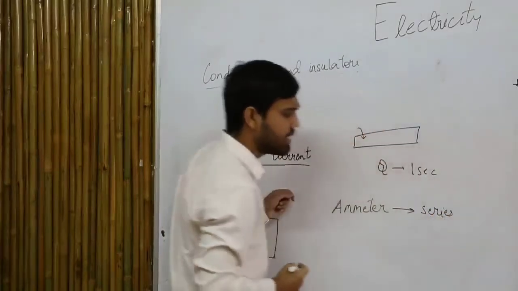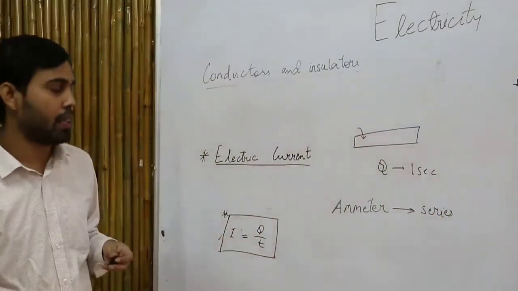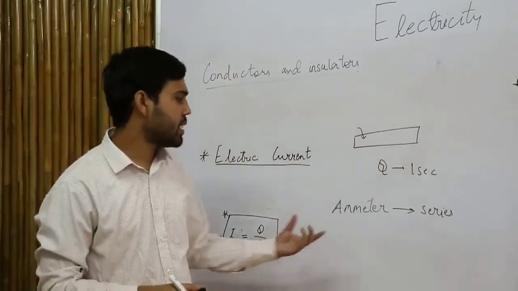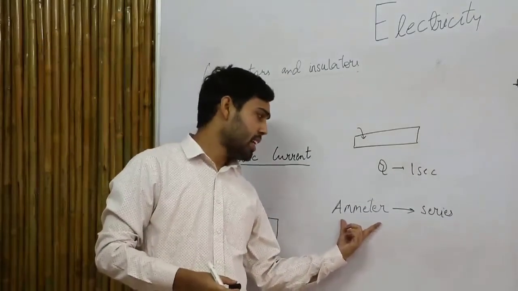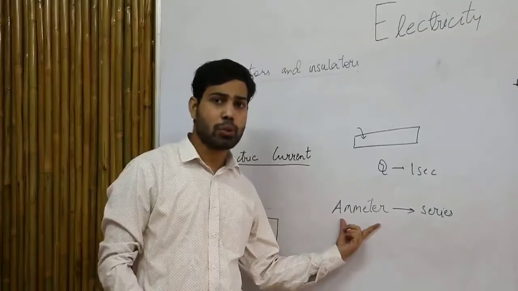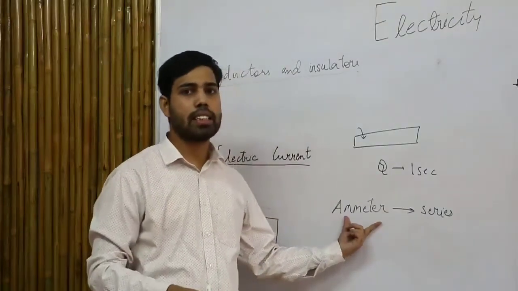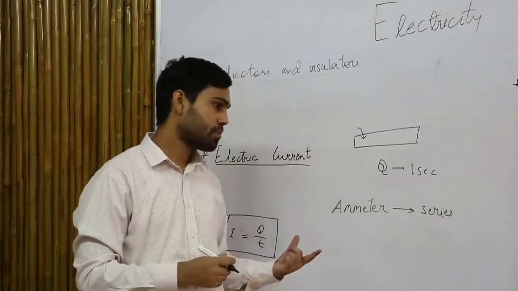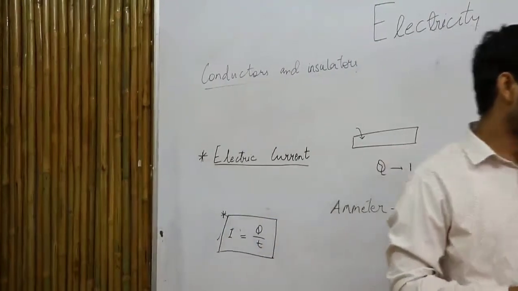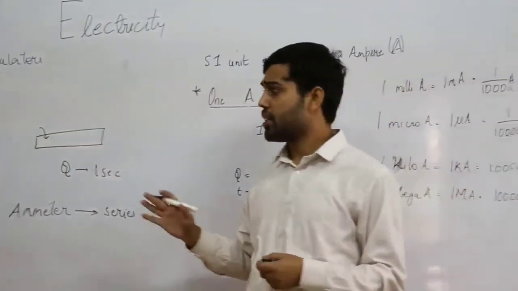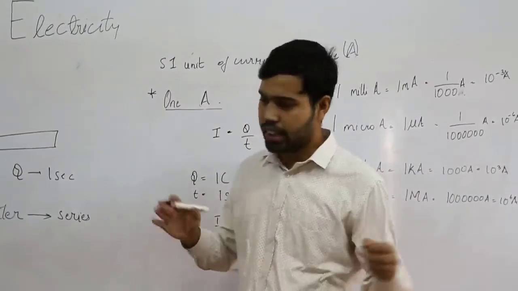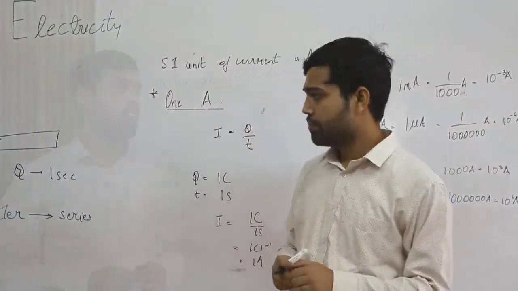Now series connection, parallel connection we have not done yet, but we'll do later on. But let's just keep this in mind. What is ammeter? It is a device which is used to detect or measure electric current, and this device is always connected in series in a circuit. So keeping these things in mind, we are done with electric current for the time being. Again we may discuss later on. Okay.